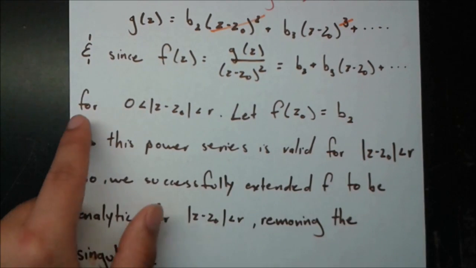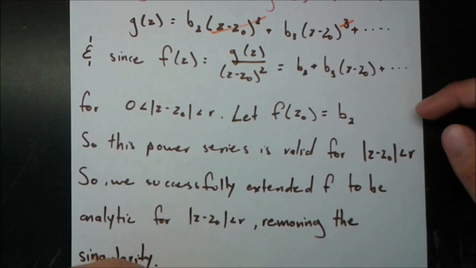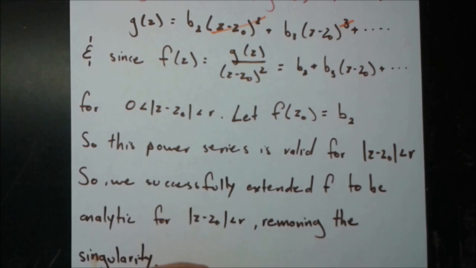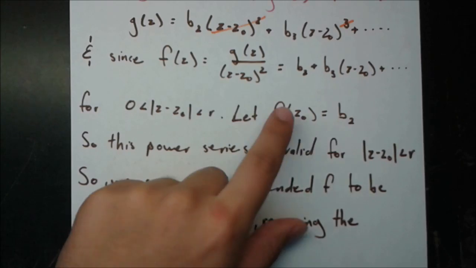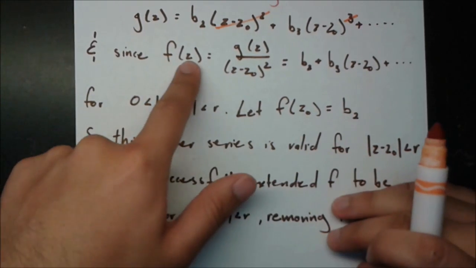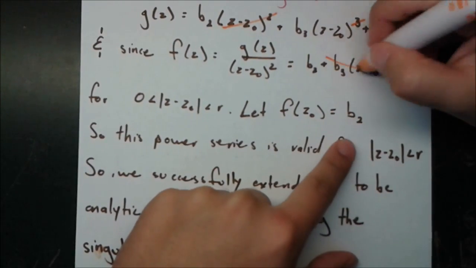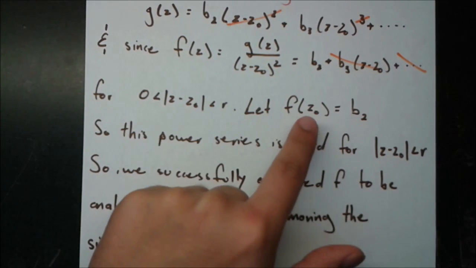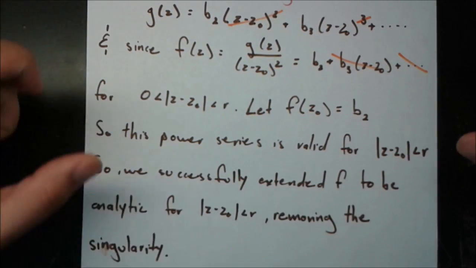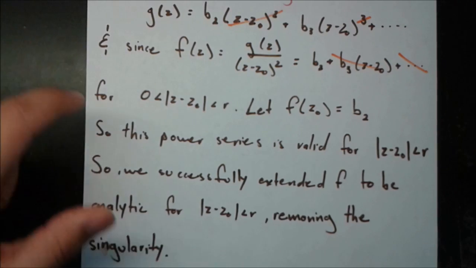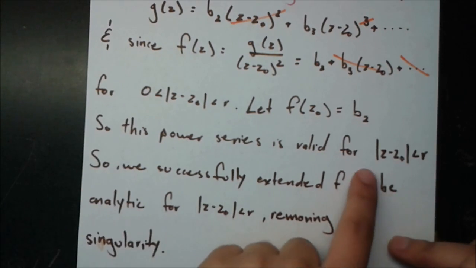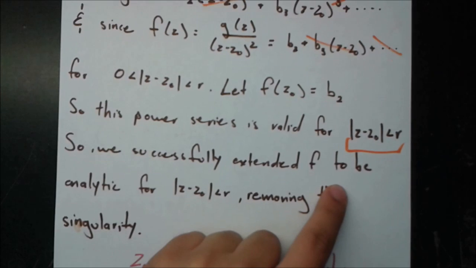And this is all true for what? It's true for this punctured disk. And is it also true for the whole disk? Well, it can be if we do the natural thing and define f of z0 as b2. Because if we plug z0 into here, then all of these terms right here cancel out, and we're just left with b2. So we're going to say f of z0 equals b2. So now we know that f of z is analytic inside this whole disk. We know this power series is valid for the entirety of the disk right here.